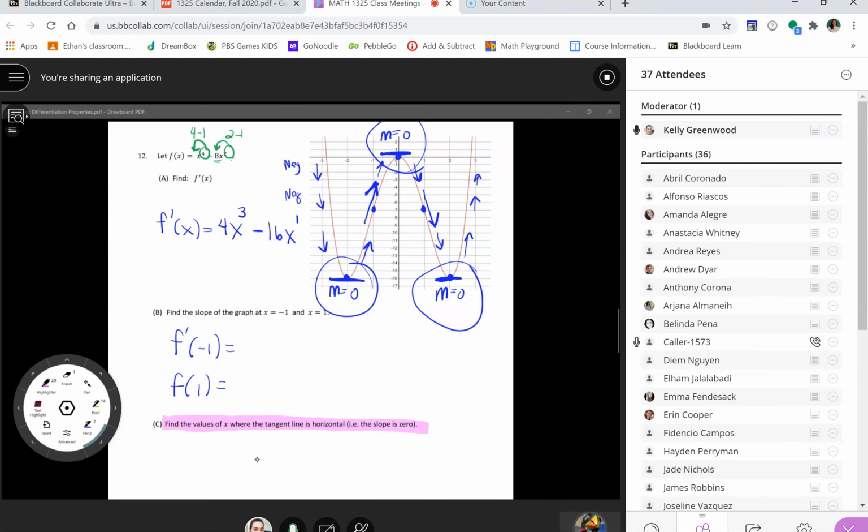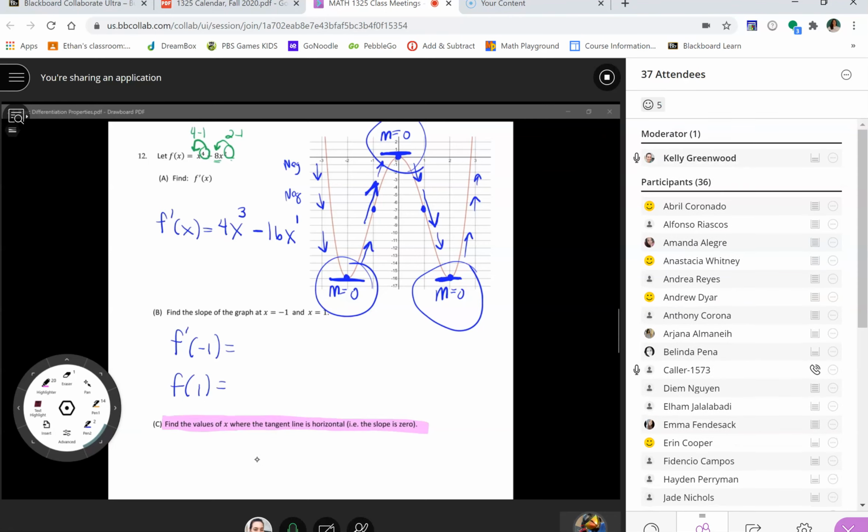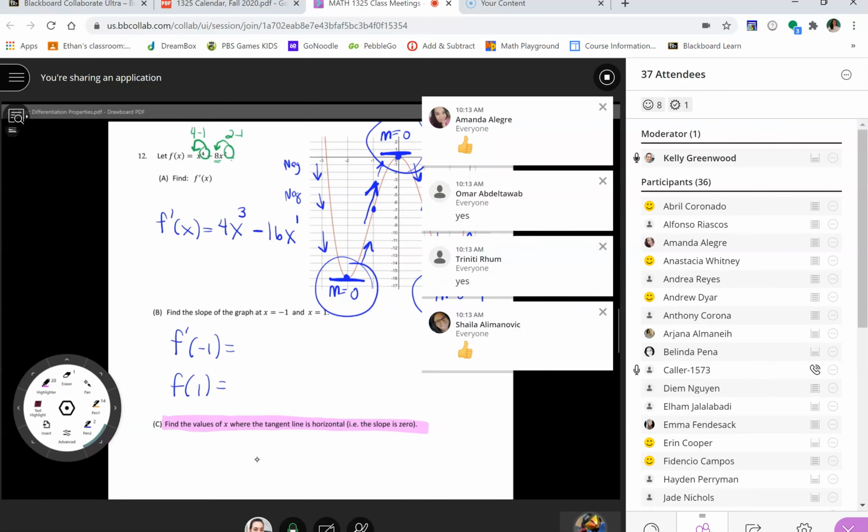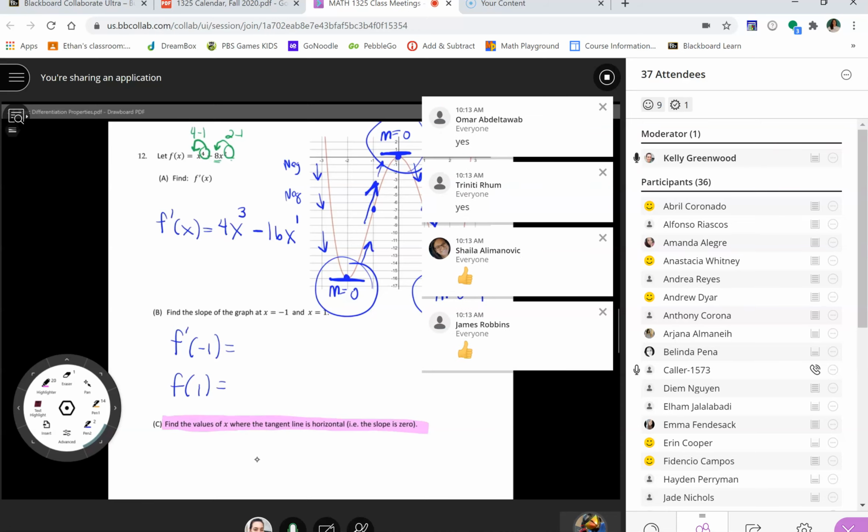So just throw me a smiley face or thumbs up. Did y'all talk about local mins and local maxes in your algebra class? Okay, so from the people, okay.